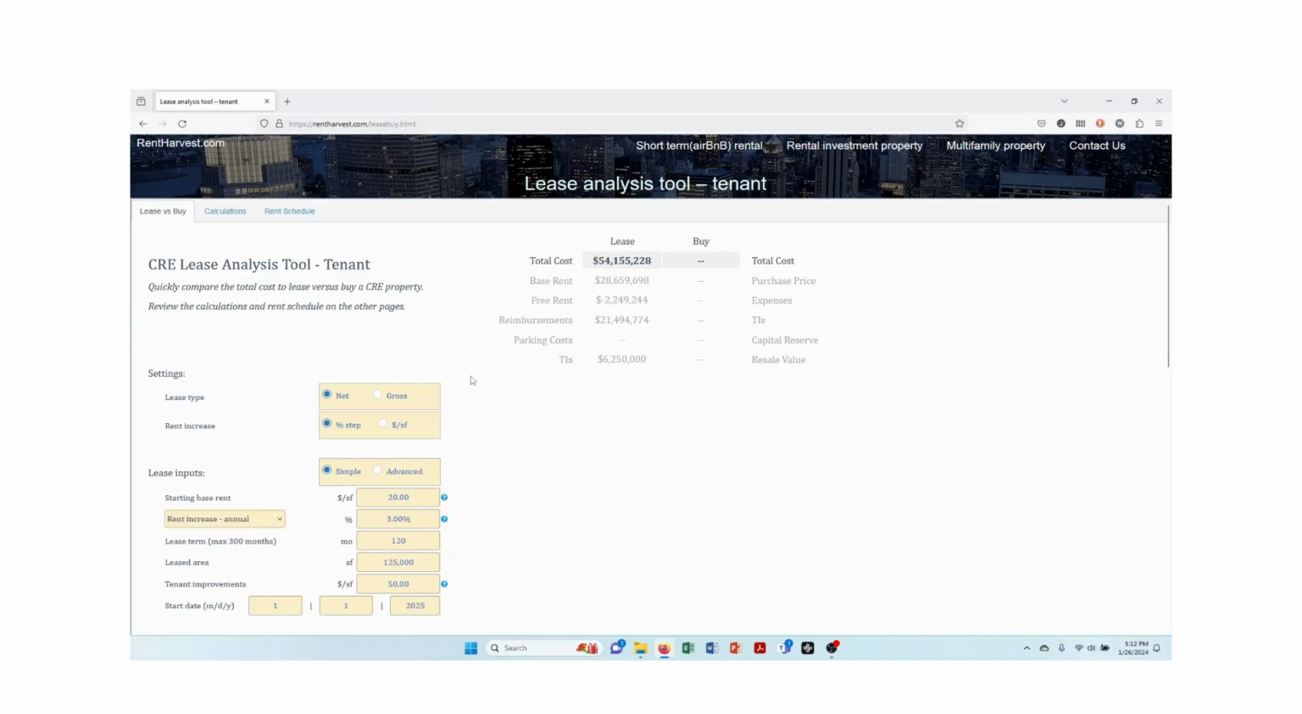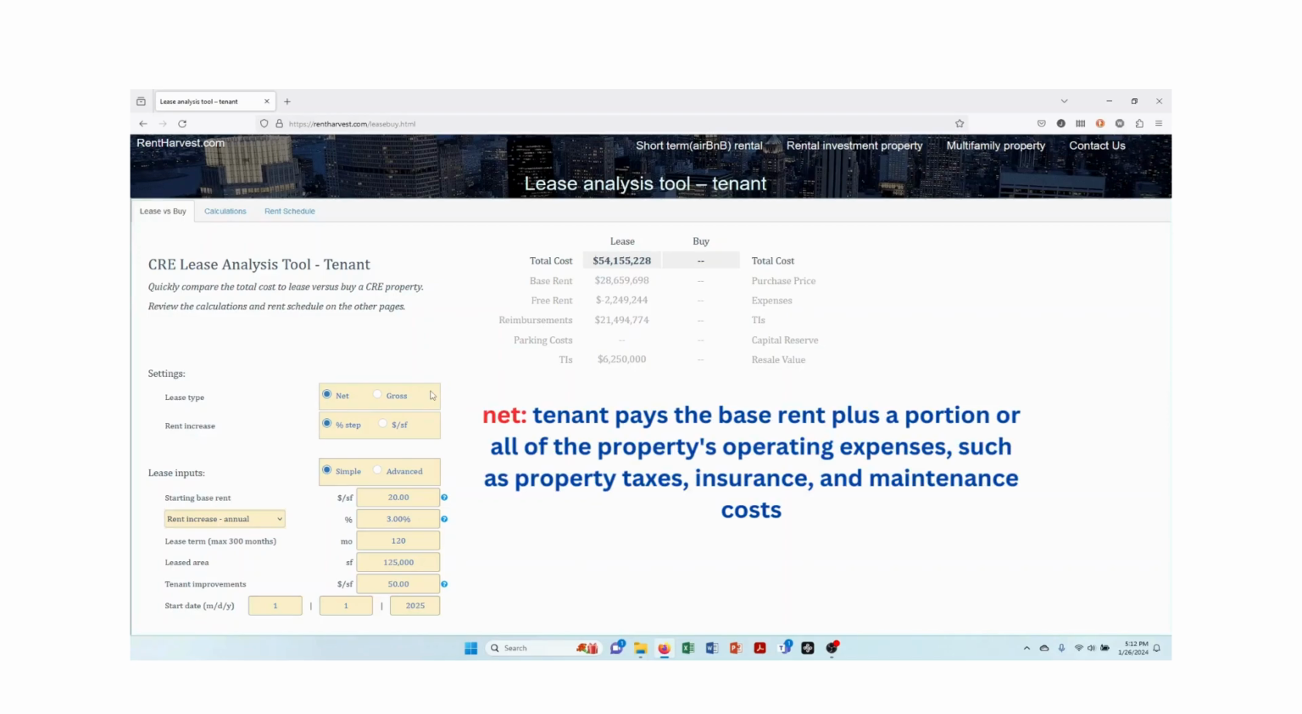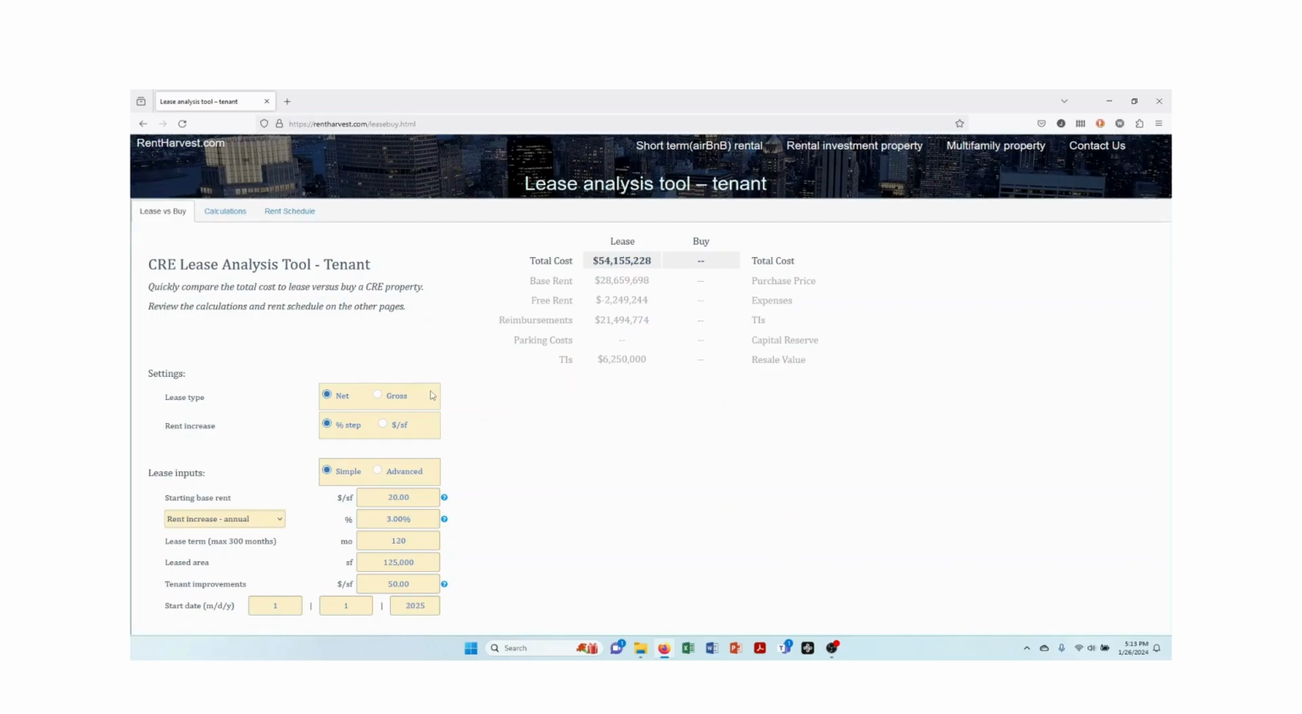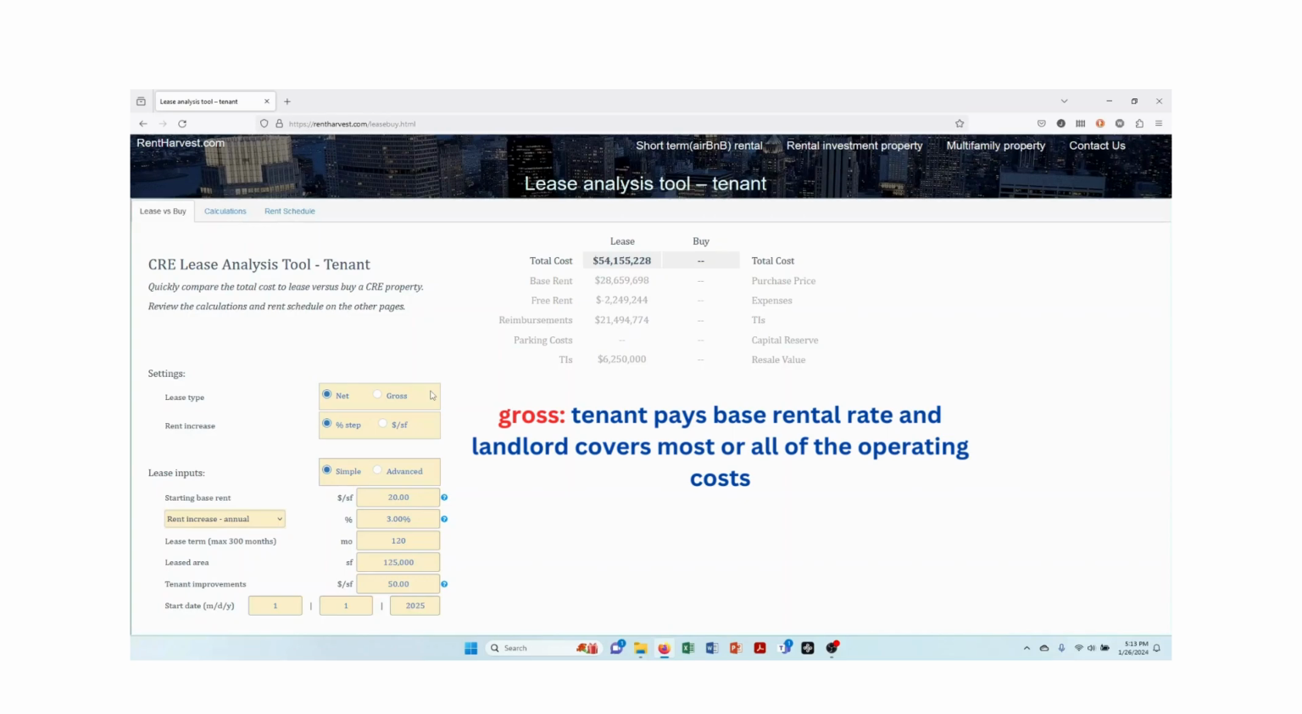In the first section, we have the lease settings. There are two types of leases. For a net lease, the tenant is responsible for paying a set rental rate plus some or all of the operating costs. In a gross lease, the tenant pays a set rental rate and the landlord is responsible for covering all or most of the operating costs.